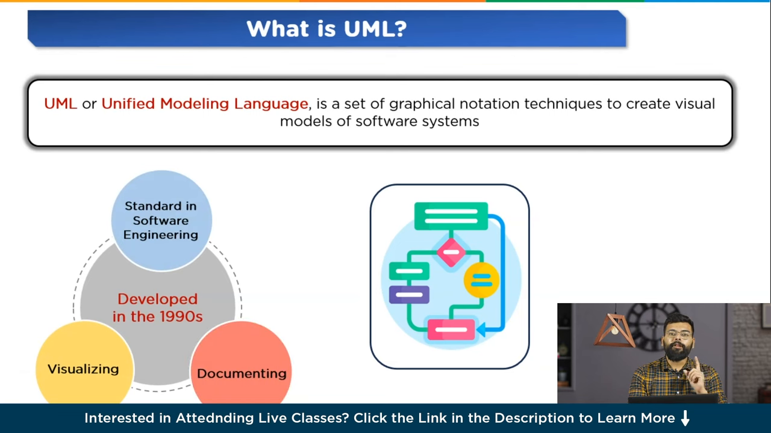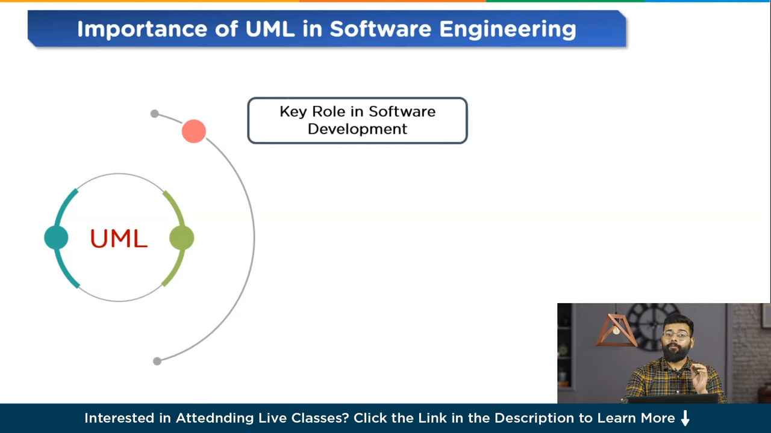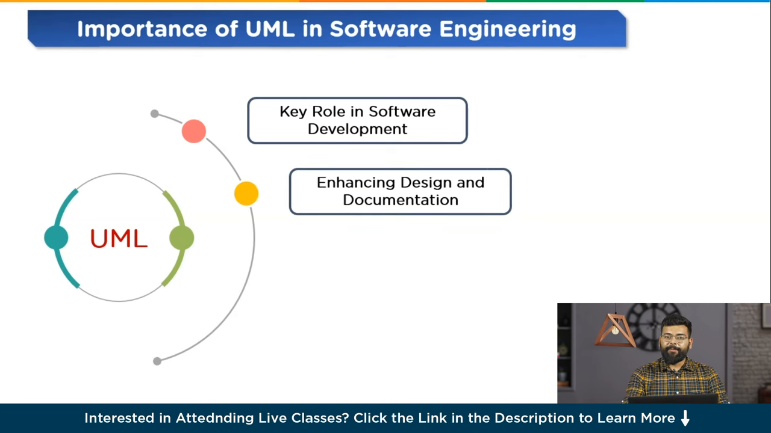Now moving to the importance of UML in software engineering. The first importance is that it plays a key role in software development. UML diagrams provide a clear and concise way to communicate complex software designs. They facilitate better understanding within teams and effective communication with external stakeholders. The next point is that it enhances design and documentation. UML aids in both the design and documentation phase of software engineering. It provides a standardized approach to visualize system architecture and processes.